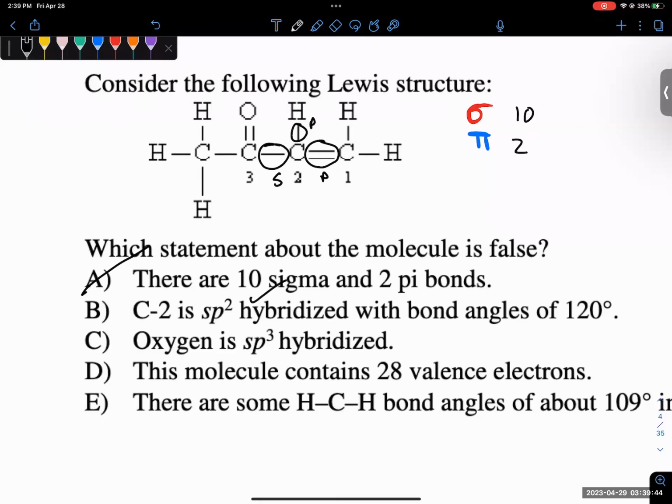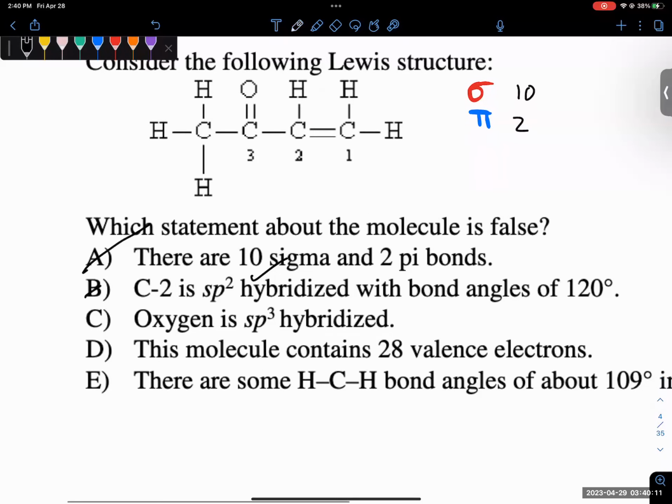Now we know that things that are sp2 hybridized have bond angles of what? 120. And that's just something that we have to know, right? You're not going to be asked to start calculating the angles, because the angles in this drawing are not 120, but it's implied because it's sp2 hybridized that it is 120. It's just not shown. All right. So B is true.